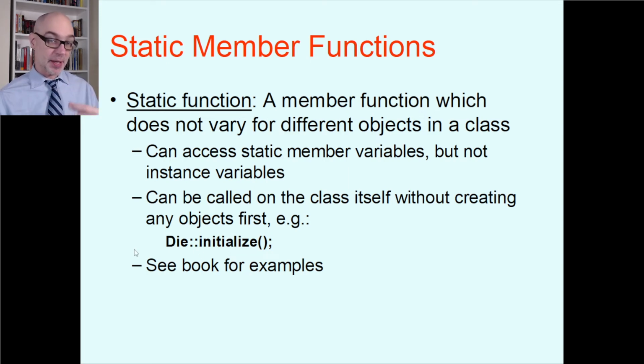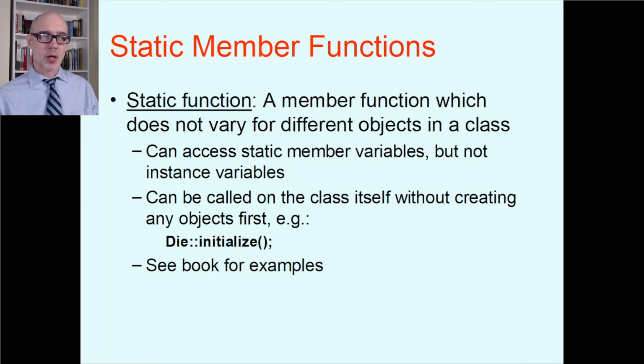I could just call the die class, scope resolution operator, and call initialize. And maybe that initialize function sets up some important stuff for the whole class, like maybe it initializes the random number generator. And you only need to do that once for the whole operation. You don't need to do that separately for each die object.